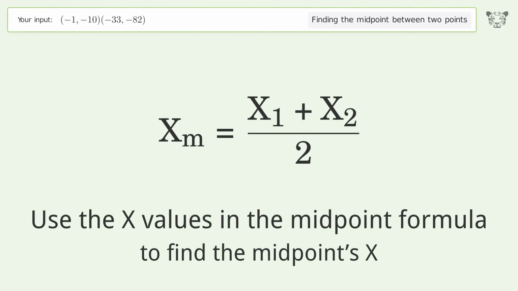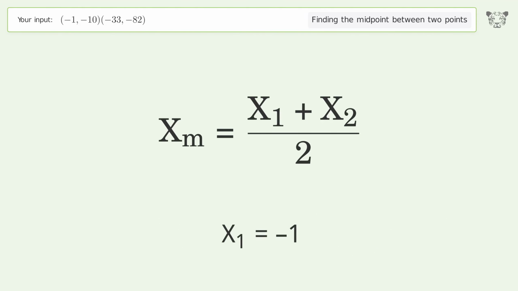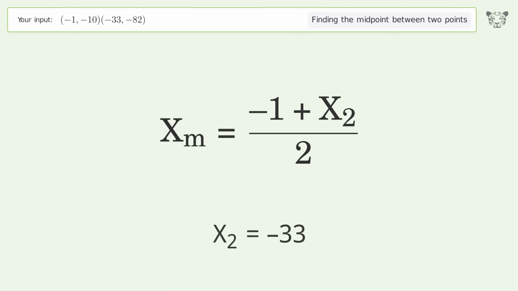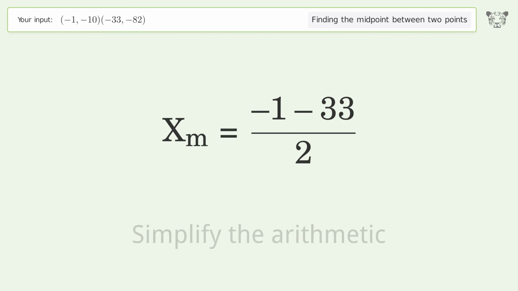Use the x values in the midpoint formula to find the midpoint's x. x1 equals -1. x2 equals -33. Simplify the arithmetic.